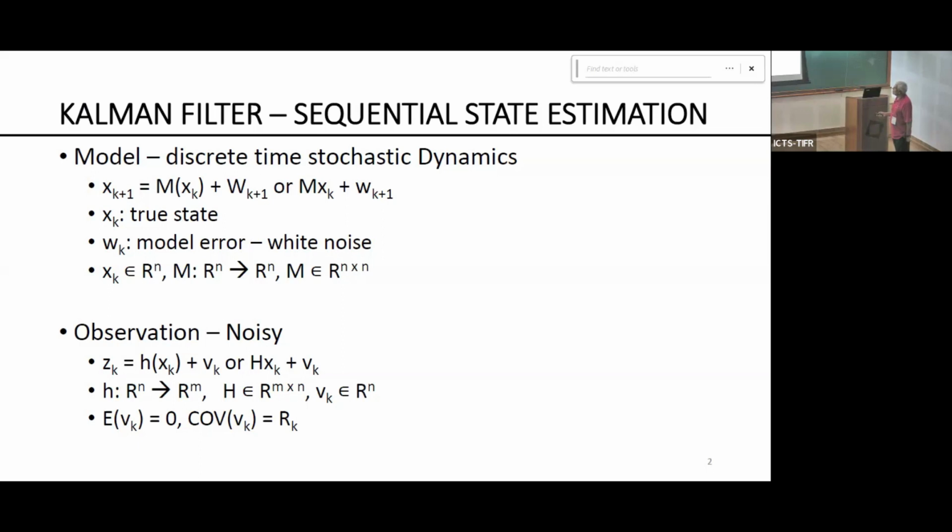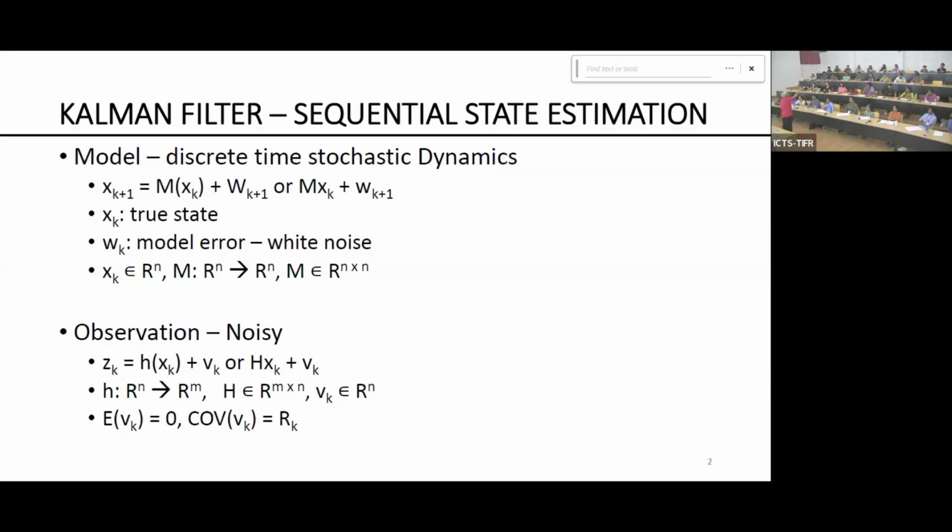So look at this now. Vk is the observation noise. Wk is the model noise. Wk is temporally uncorrelated, is white. Vk is also temporally uncorrelated, is white. And Vk and Wk are uncorrelated among themselves. With me? So now you can consider several cases.